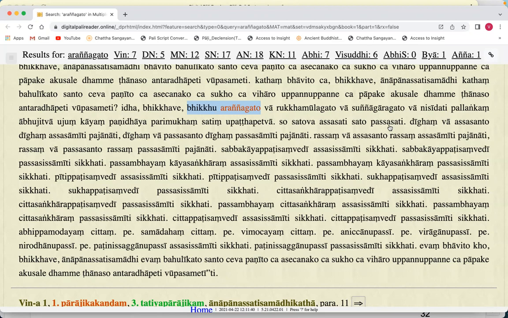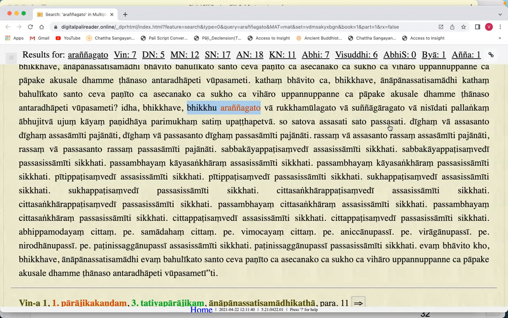But in either way, it can be appositional. It is equivalent to the bhikkhu. So we can use it as a complement, or we can use it as an adjective, right? There is nothing wrong with that. There is nothing wrong with saying arannagato bhikkhu nisidati. Arannagato, rukkhamulagato, sunnagaragato.